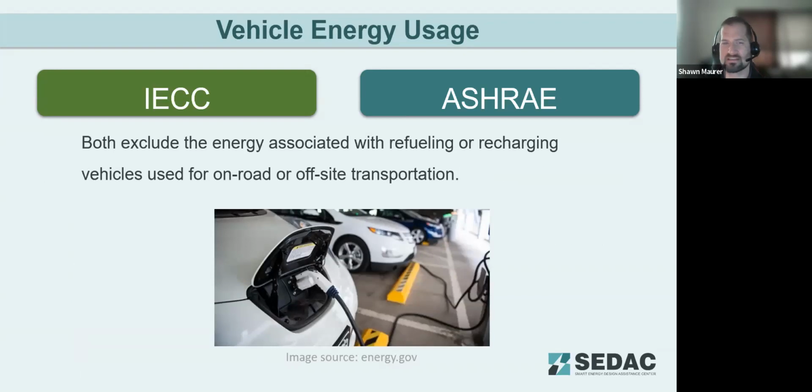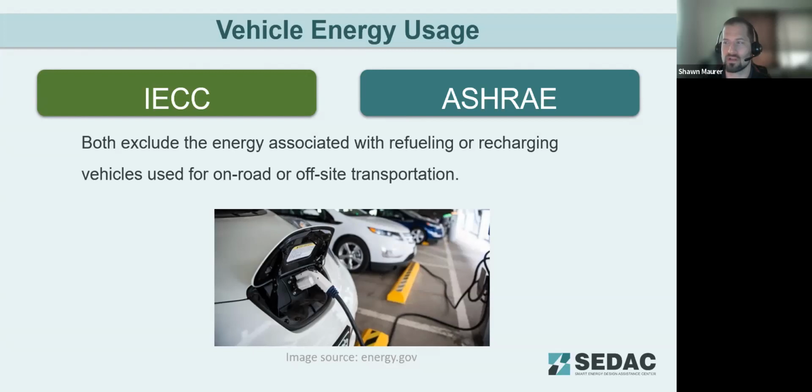Electric vehicle energy use has the same requirements for both IECC and ASHRAE. They exclude any energy consumption for refueling or recharging vehicles that are for on-road use or off-site transportation. If those vehicles are something that is used on the site specific to that facility, usually it would be something like a tram, then that energy would be included in the energy consumption of that building. The only place where I would think you would really see something like that is sometimes you see trams for airport transition through different terminals. That kind of energy consumption would be site energy consumption.